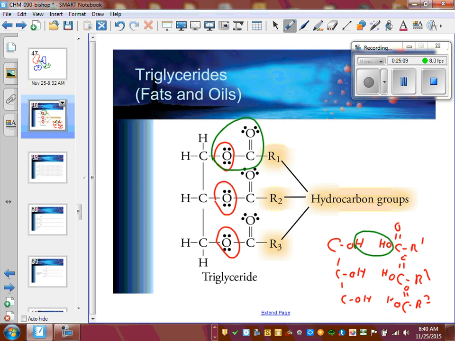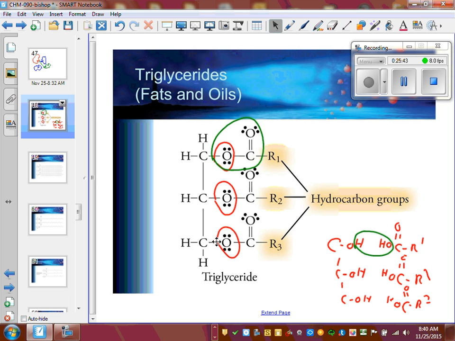Okay. So we end up with 3 esters. Glycerol, all 3 of them are reacted. It's a triglyceride. If only 2 of them reacted, and we're left with C double bond OH down here, it would be a diglyceride. If only 1 of them reacted, it would be a monoglyceride. The fats and oils are triglycerides. So you go to the doctor, you get your blood test, they give you a triglyceride level.